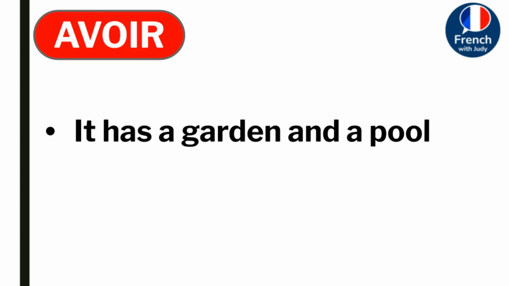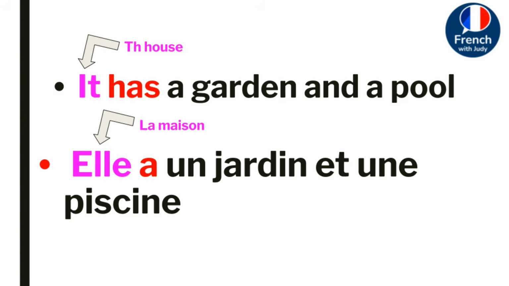Now how could you say, it has a garden and a pool? Even though elle usually means she, in French it can also mean it, if the noun it refers to is feminine. Even though we say it in English, for objects, in French we say elle because maison is feminine. Elle a un jardin et une piscine.